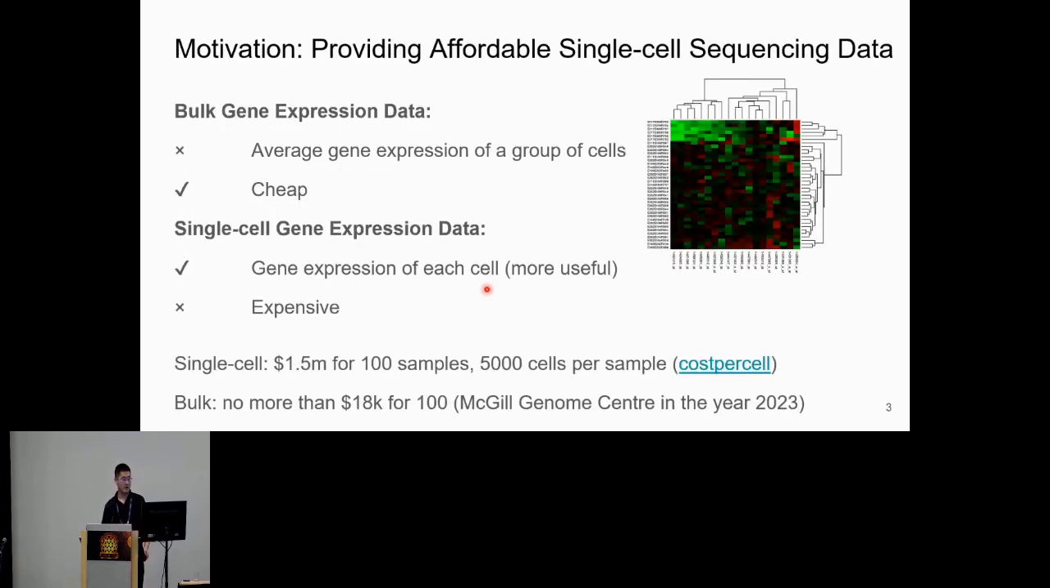We start with motivation. So traditional bulk gene expression data, or it could be RNA sequencing data, are cheap, but they only provide average expression of a group of cells. On the other hand, more advanced single-cell gene expression data can provide higher resolution information. They can provide gene expression data in individual cells, but they are much more expensive. So we're trying to utilize the cheap bulk data to in silico generate single cell data so that biological study can have affordable single cell sequencing data.